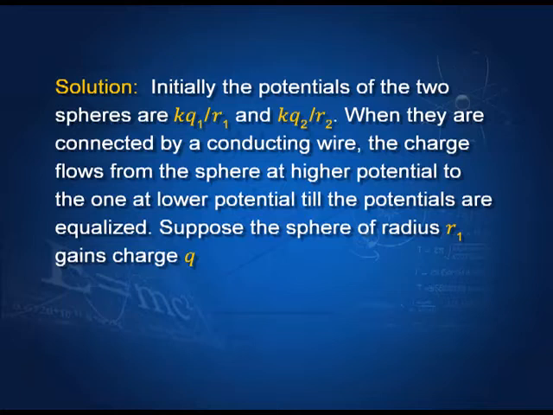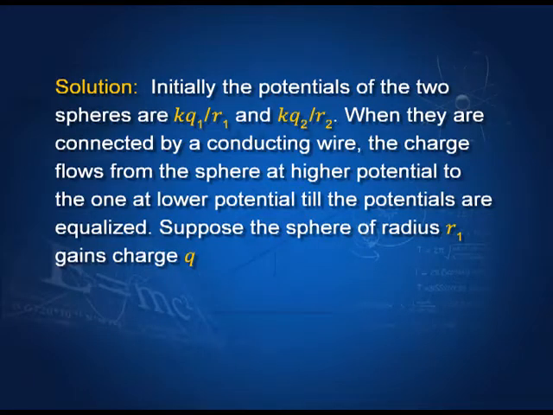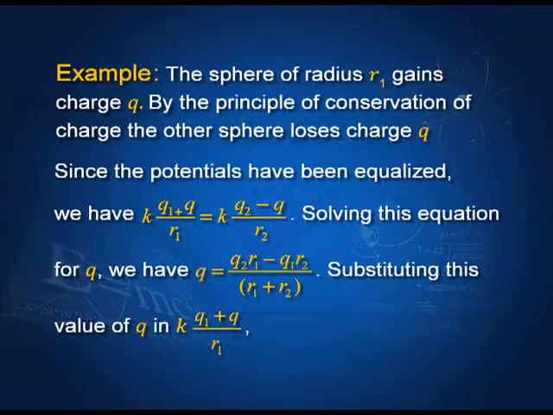When they are connected by a conducting wire, the charge flows from the sphere at higher potential to the one at lower potential till the potentials are equalized. Suppose the sphere of radius r1 gains charge q. If it gains charge q, the other one will certainly lose charge q, because the charge is conserved. So, since the potentials have been equalized, we have k times (q1 plus q) by r1, this gained charge q, is equal to k times (q2 minus q) by r2, because this lost the charge q.